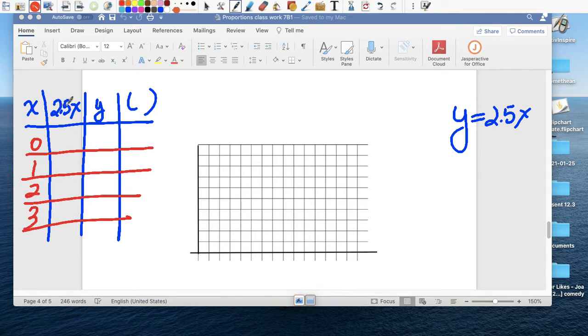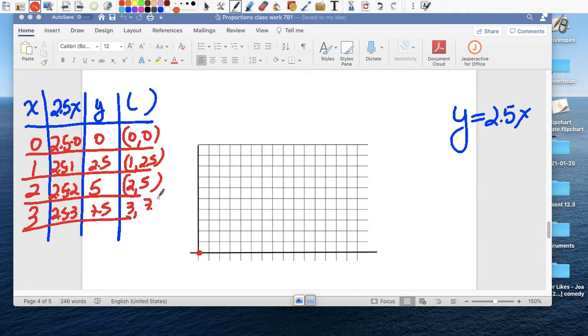That's enough. So when x equals 0, we multiply 2.5 times 0, and that's 0. So my first ordered pair is 0, 0. When x equals 1, we multiply 2.5 times 1, and we get 2.5. So when x equals 1, y is 2.5. When x equals 2, 2.5 times 2 is 5, so we get 2 and 5. When x equals 3, it's 2.5 times 3, which is 7.5, and then it's 3 and 7.5.